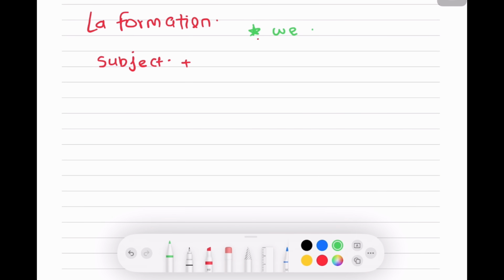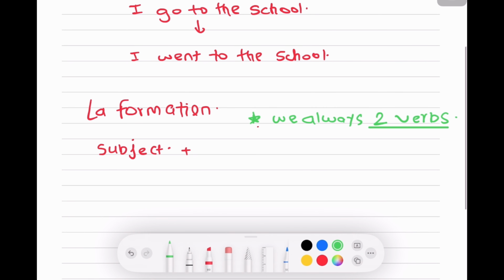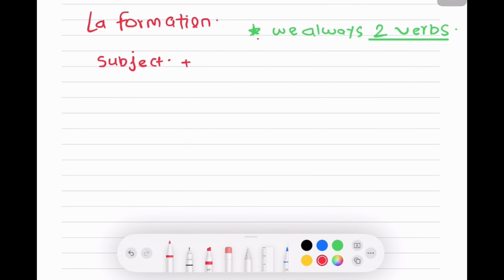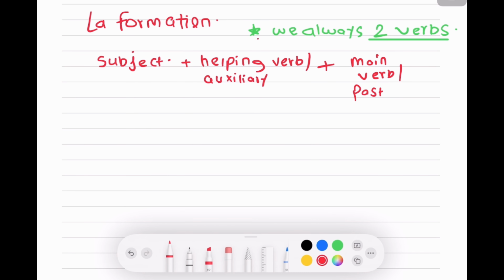We always use two verbs. That means it is mandatory that if you're forming a sentence in passé composé, two verbs need to be there in the sentence to indicate that this is passé composé. In English, you'll notice we only have one. The go becomes went, that's it. But in French, you will need two verbs. First verb will be your helping verb or your auxiliary verb, as we call it. And second is your main verb, or as we call it, the past participle.